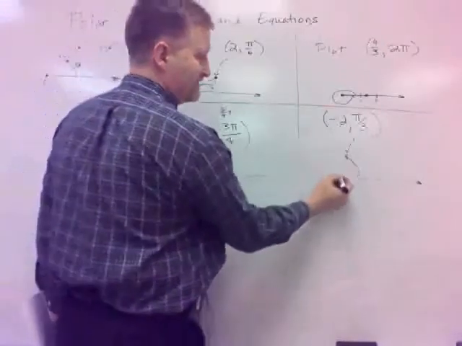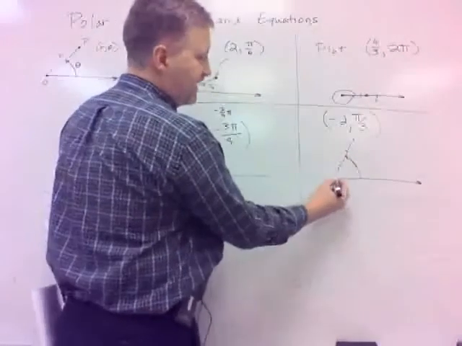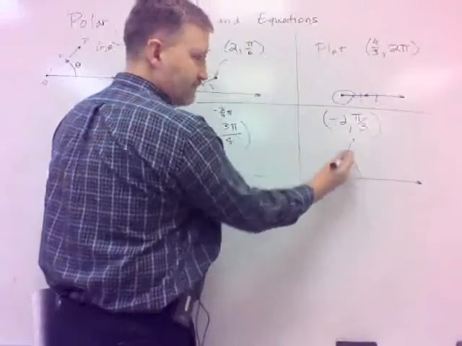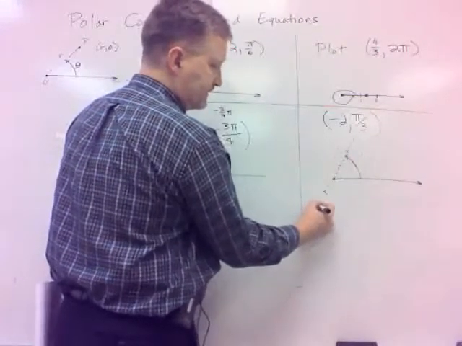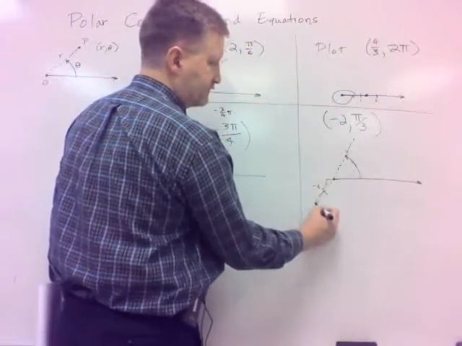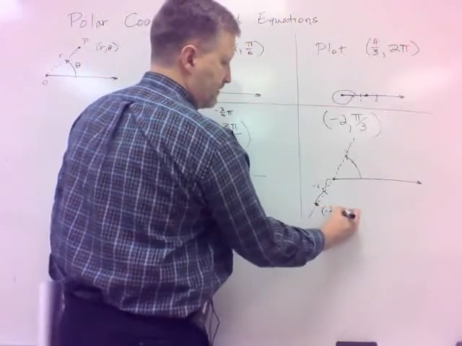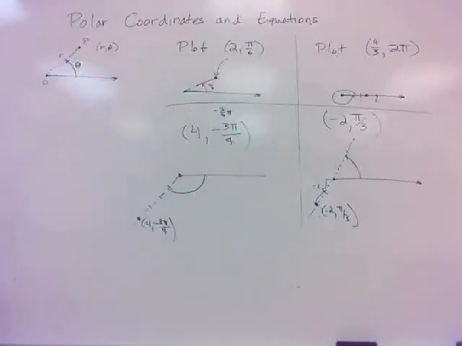Well, I'm going to go backwards. So along this, extend that out backwards. So negative 2 is going to go, instead of going forwards, you go backwards. You with me? So you got negative 2 right here from your pole. So that's just a reminder of that.